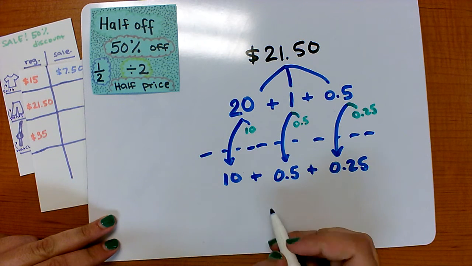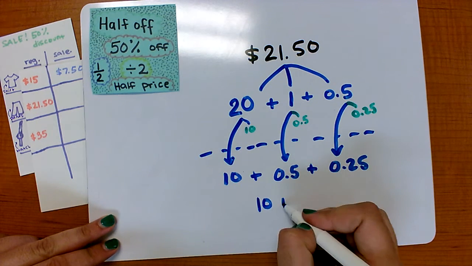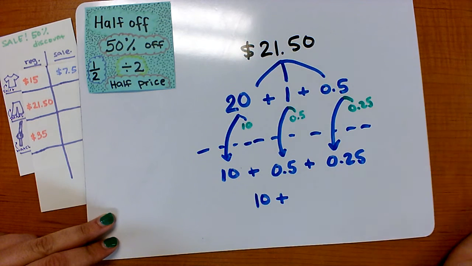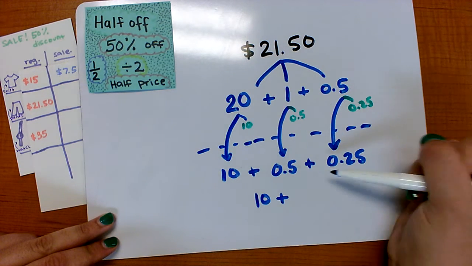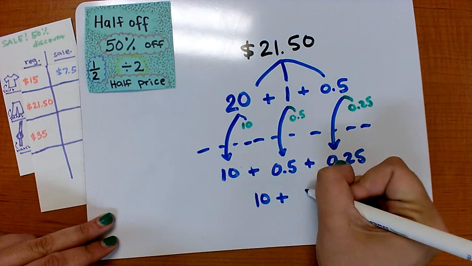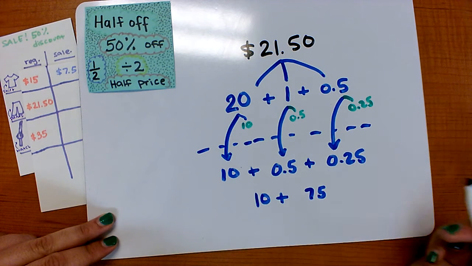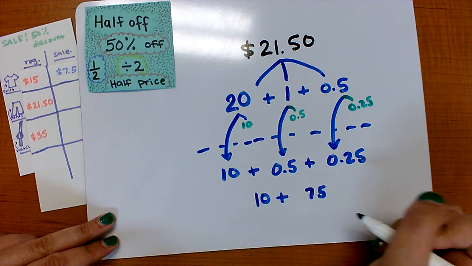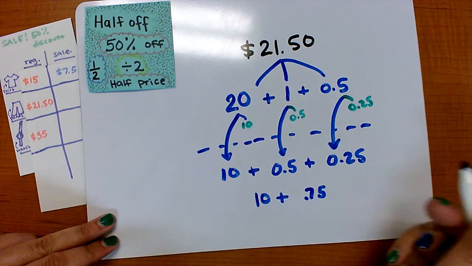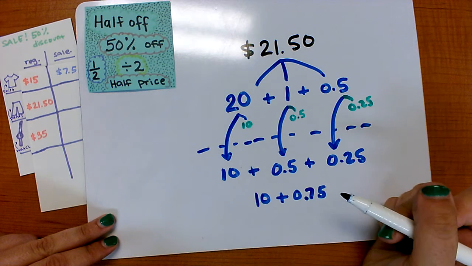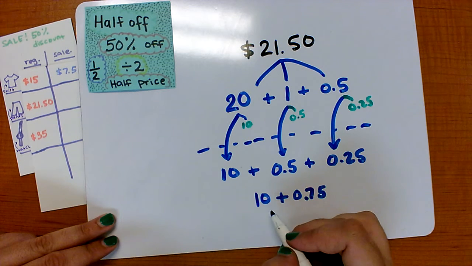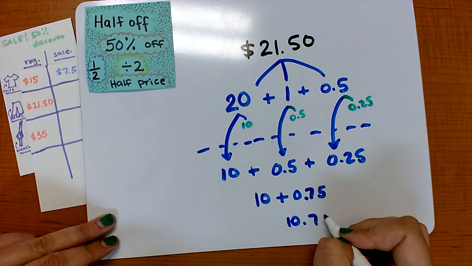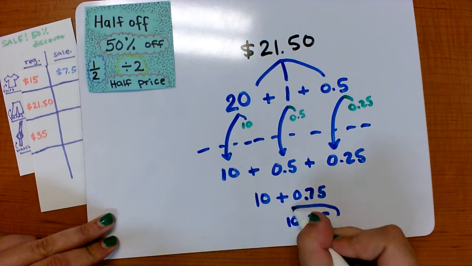Let's add them together. 10 plus, I'm going to add the change first. 0.5 plus 0.25. Think of this as 50 cents plus 25 cents. It's going to be 75 cents. Don't do what I just did and write 75 with no decimal point. Please. Add your point and add that 0 in the ones place to hold your space. 10 plus 75 cents, $10.75.